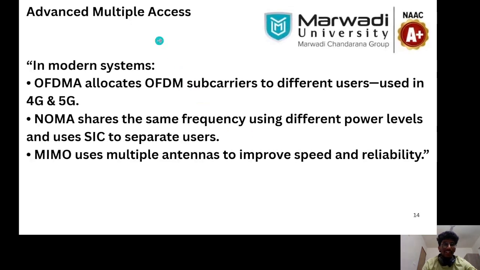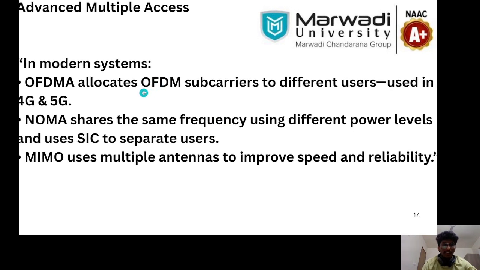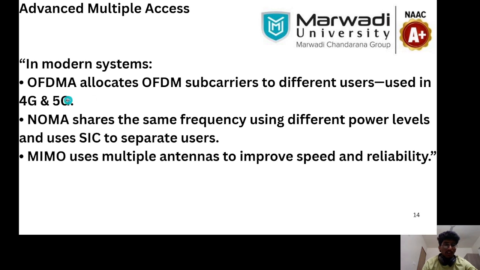And here is the advanced multiple access used in modern cellular systems. OFDMA allocates OFDM subcarriers to different users, used in 4G and 5G. NOMA shares the frequency using different power levels and uses SIC to separate users. NOMA is non-orthogonal multiple access for 5G. And MIMO uses multiple antennas to improve speed and reliability.